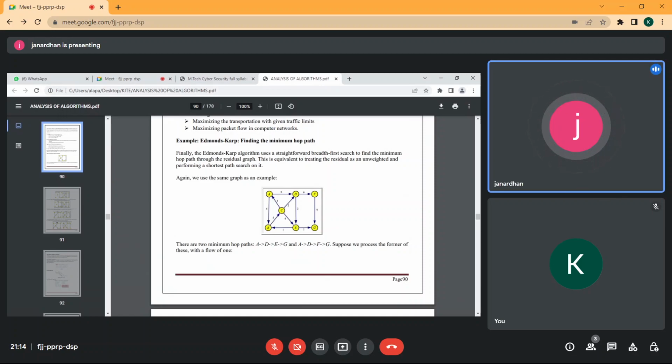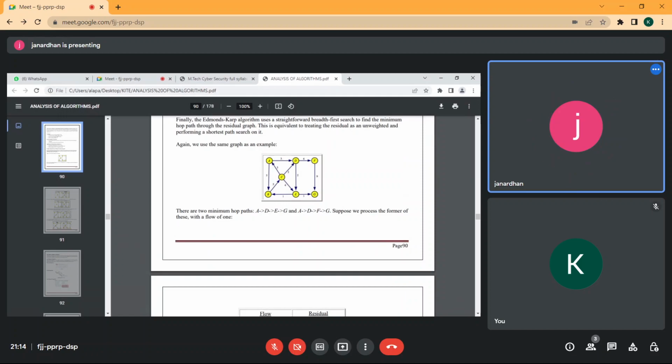This is equivalent to treating the residual as an unweighted graph and performing a shortest path search on the following diagram. Right, here one diagram is there. The vertices are A, B, C, D, E, F, G, and there are edges. This is a directed graph, and these directed graphs contain weights.